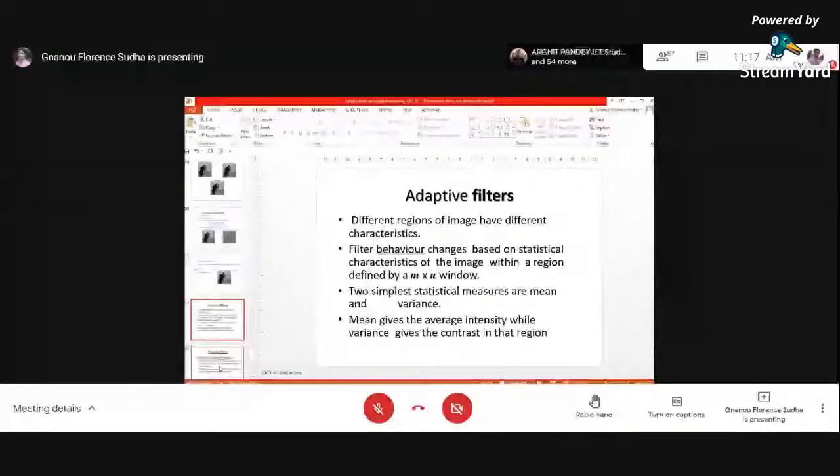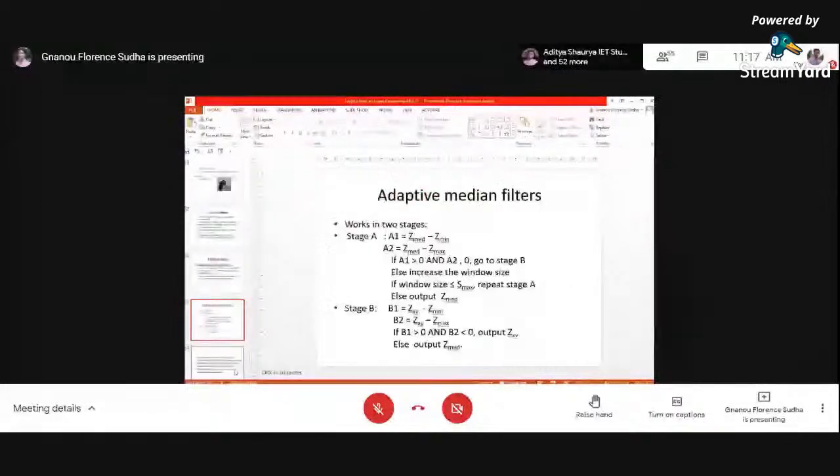Because different regions of an image can have different characteristics, the filter behavior is made to change based on these. So we can have adaptive median filters, or you can have adaptive linear filters. All of these are adaptive. Applying different sorts of filters in different areas, and getting back the final image.